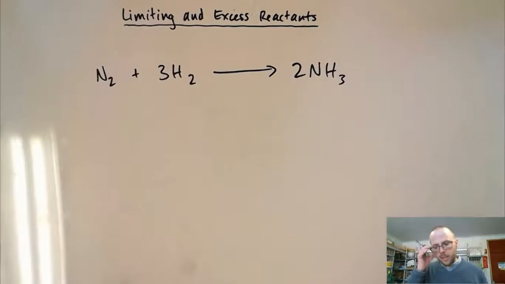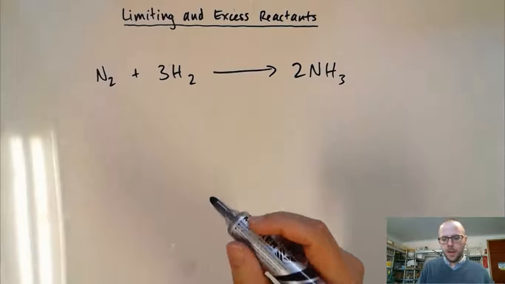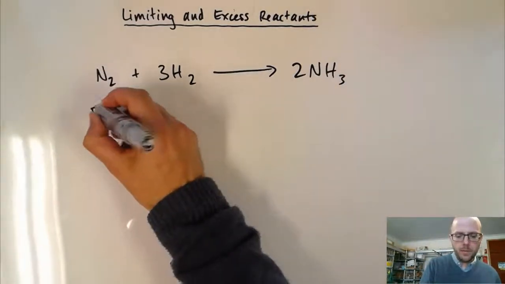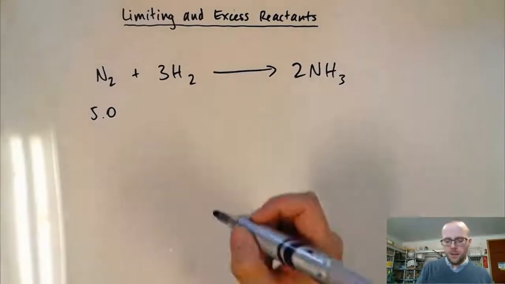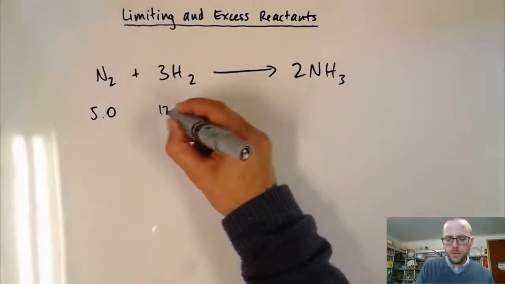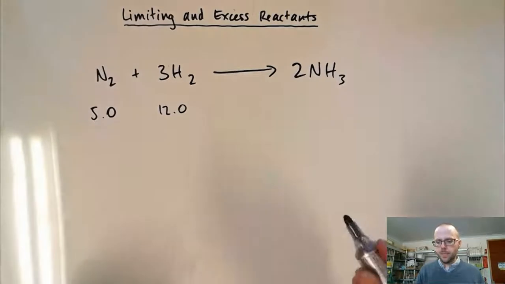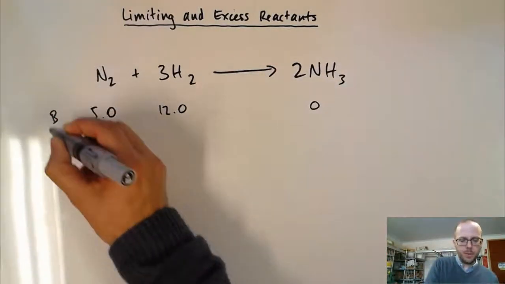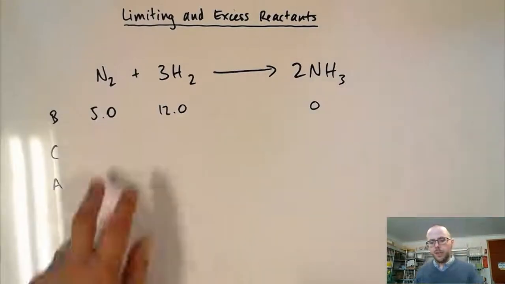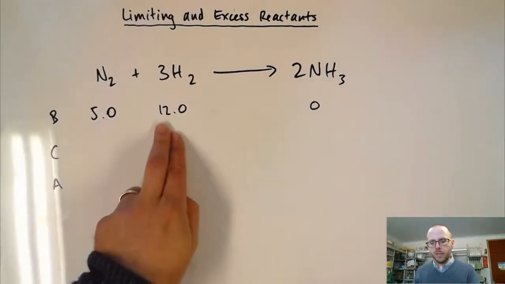Okay, so let's say that I have 5 moles of nitrogen gas, and I have 12 moles of hydrogen gas. Now at the start, I'm going to have 0 product. So if I'm going to work with a BCA table, I've got 5 moles of this and 12 moles of that to start with.